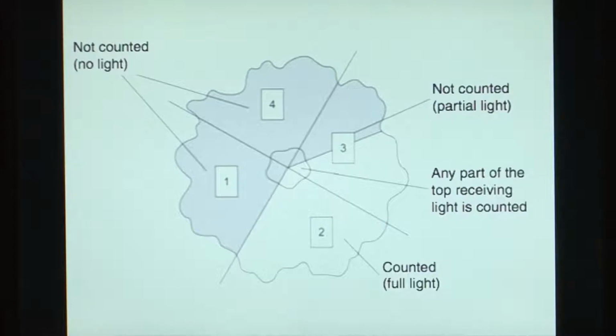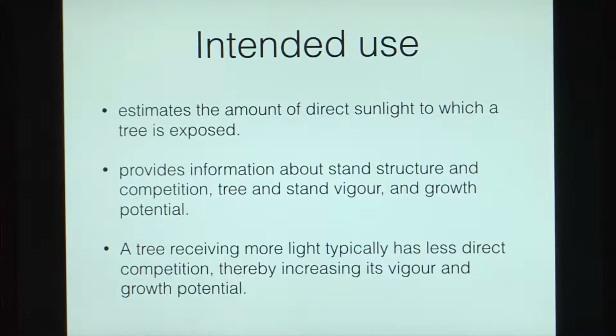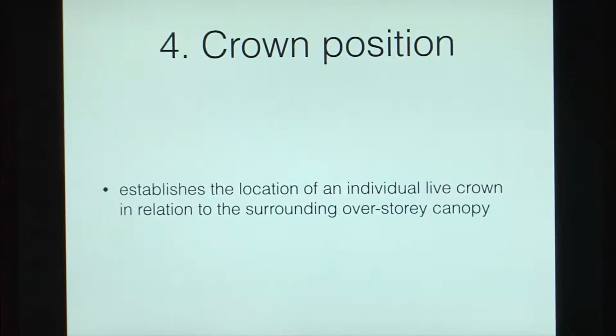If any of the horizontal sections receives 100% light, only then it is counted. If it is receiving partial light or no light, then it is not counted, and in the case of the top portion, if any part of it is receiving light, then it will be counted. So, it gives us an estimate of the amount of direct sunlight to which the tree is exposed. That will give us the amount of photosynthesis that it will undergo and the amount of competition and the stand structure that our forests have.